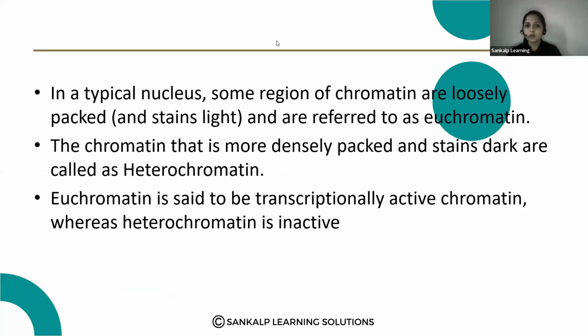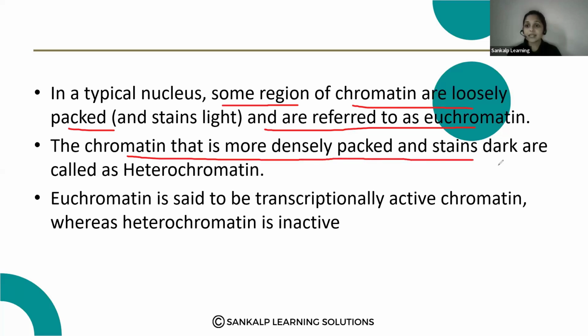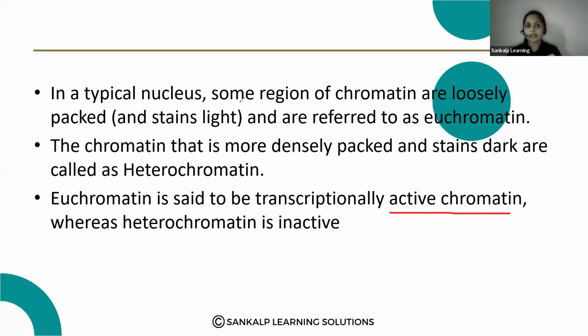in a typical nucleus, some regions where the chromatin is loosely packed are referred to as euchromatin. If the chromatin is loosely packed, it is called euchromatin. But the chromatin that is densely packed and stains dark is called heterochromatin. Euchromatin is lightly stained, heterochromatin is darkly stained. And euchromatin is said to be transcriptionally active chromatin.